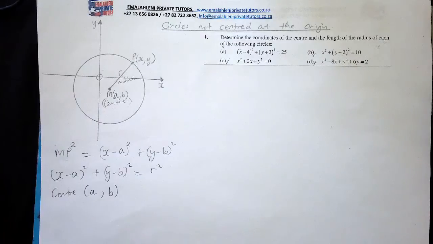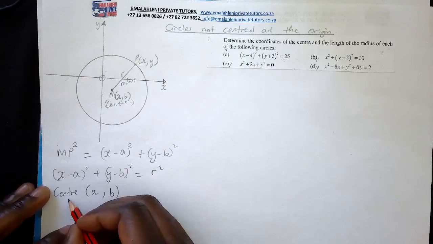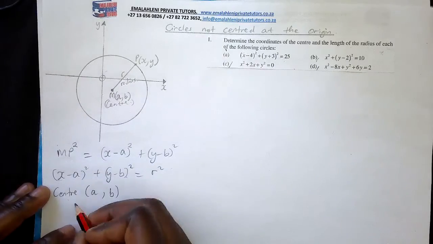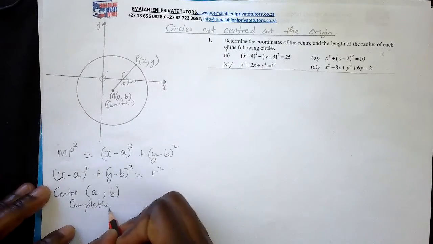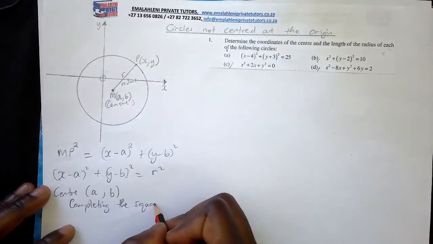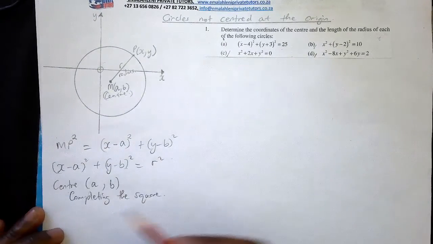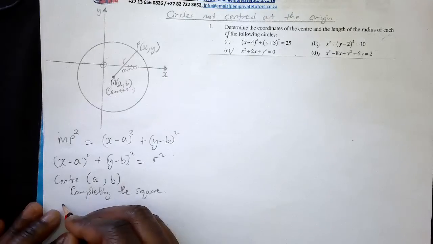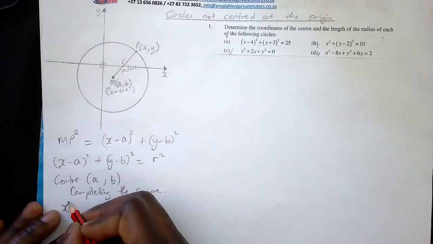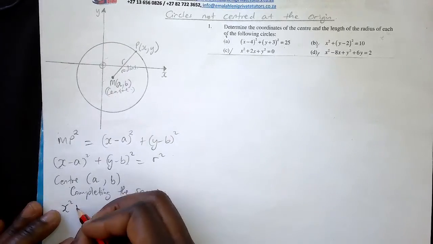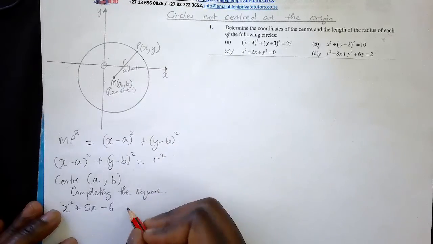Now, let's see something that comes in the questions here. I just want to show you something that you need to understand when you're dealing with circles with the center not the origin. I want you to understand what we call completing the square. So to see how you handle completing the square, let's say you're given an equation, a trinomial, like for example, x squared plus 5x minus 6 is equal to 0.